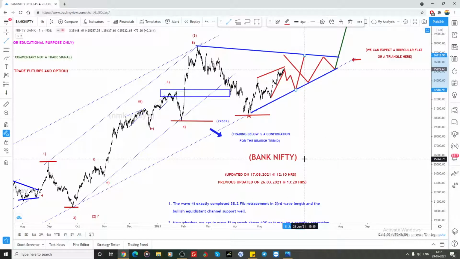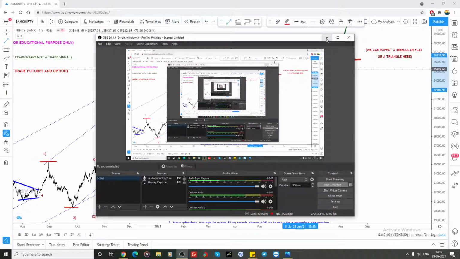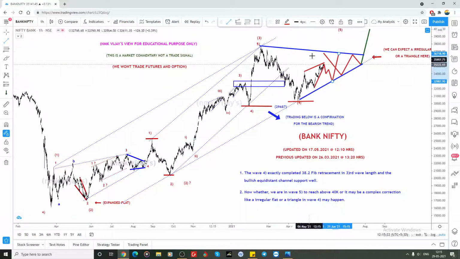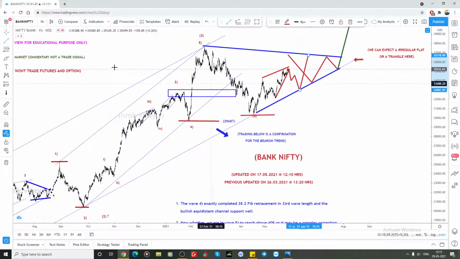I will just add water. So after the three-wave structures, and again one more three-wave structure or five-wave structures, but within this zone. So I think it won't make an irregular flat or a running triangle here. So let's see what happens.